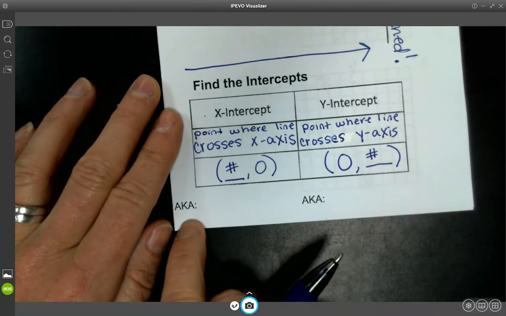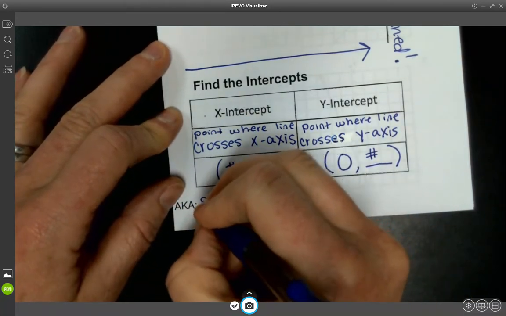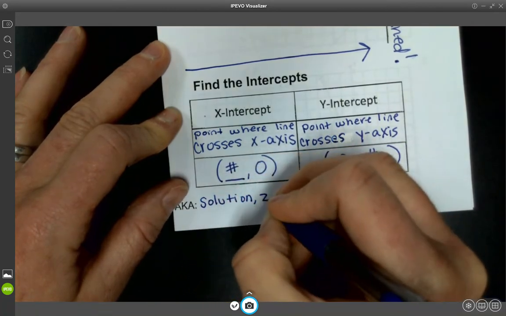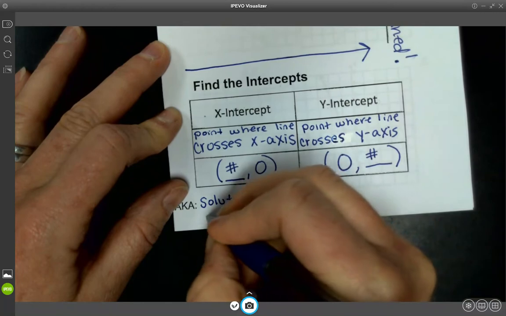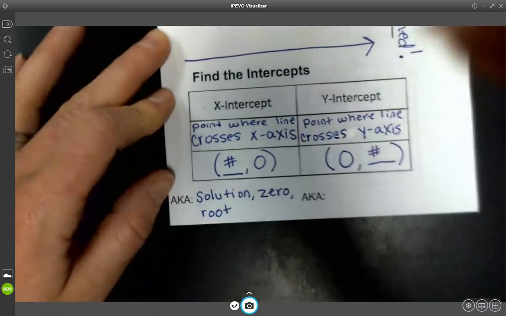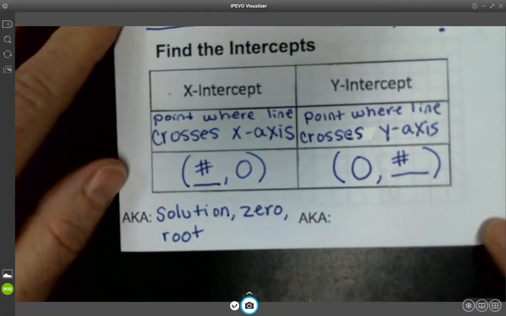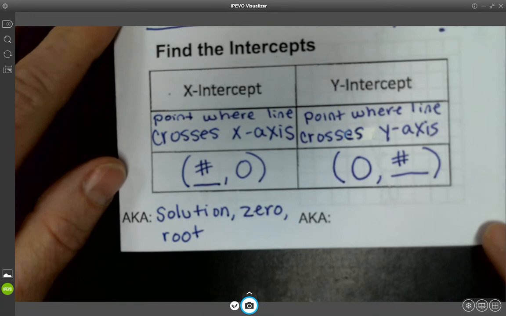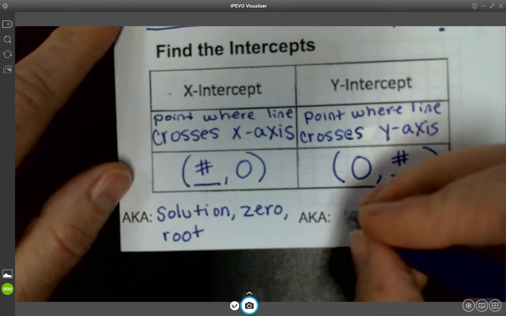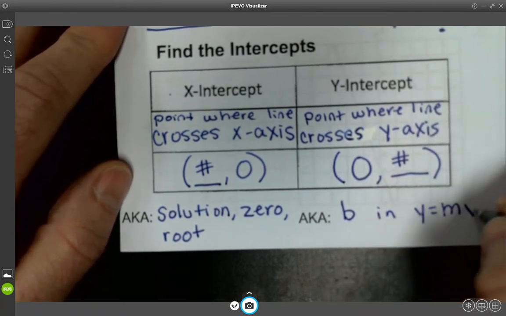So AKA, that means also known as. So for x-intercept, it's also known as the solution, a 0, or also a root. The y-intercept, the only other name it has is b in the y equals mx plus b.